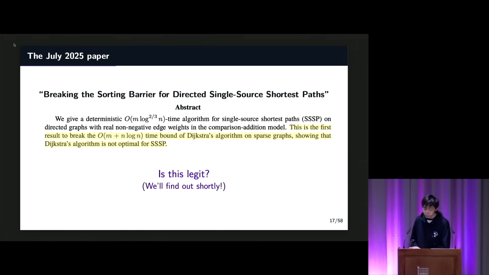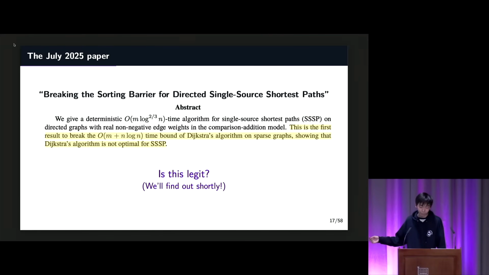Well, in July 2025, 5 Chinese researchers, Duan, Mao, Mao, Xu, and Yin, published a paper breaking the sorting barrier for directed SSSP. And if you take a look at the abstract, it seems that they found the first result to break the m plus n log n time bound of Dijkstra's algorithm on sparse graphs, showing that Dijkstra's algorithm is not optimal for SSSP after all.